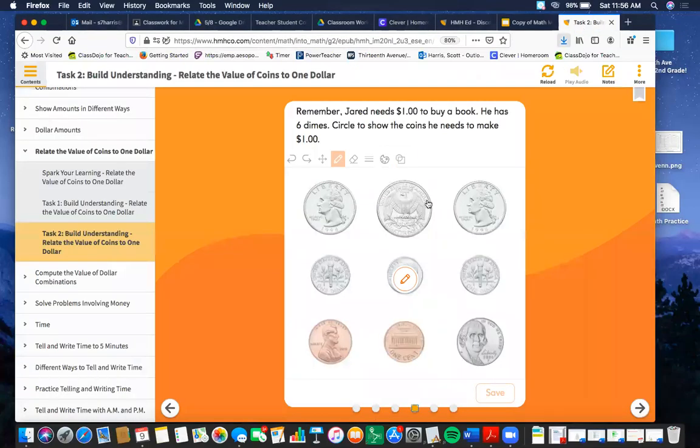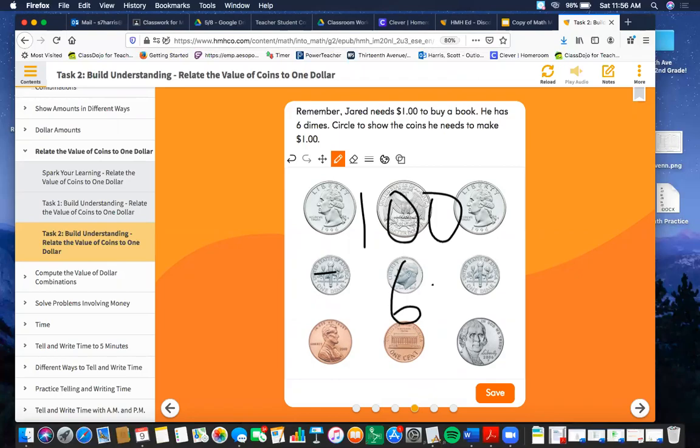Let's see if I can do it on this page. I think I can do it right here. I'm going to just do it over the coins. 100 take away 60. And that's going to tell us how much more money Jared needs. 0 minus 0 is 0.